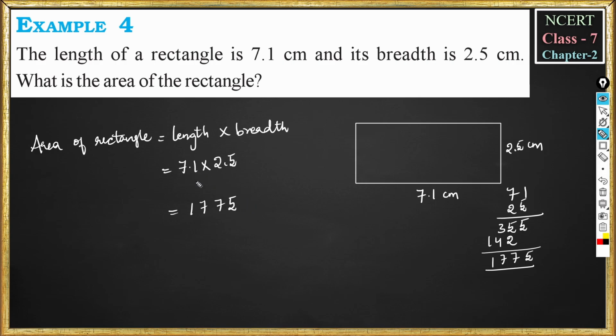In 7.1 there is one number after the decimal point and in 2.5 there is one number after the decimal point. So after the decimal point there should be two numbers in the result. So we will put the decimal point here. So the answer is what? 17.75 square centimeters, because area is mentioned in square units. Thus, the area of the rectangle whose length is 7.1 centimeters and breadth 2.5 centimeters is 17.75 square centimeters.